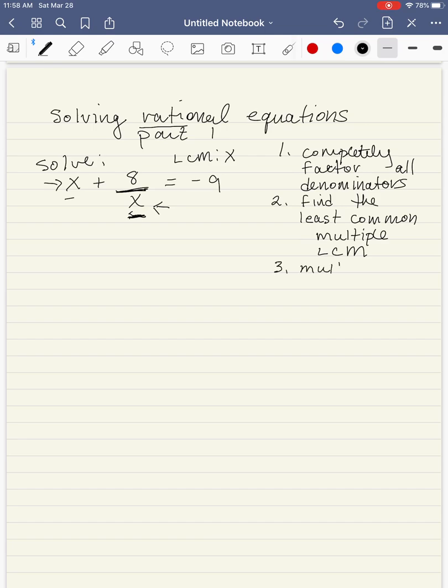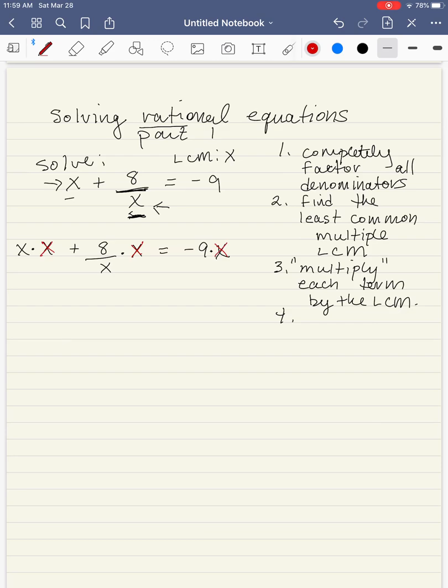My next step is to multiply, and I'm going to put quotes around multiply, and I'll explain why in just a minute. Multiply each term by the LCM. So when I say multiply, that means I'm going to take each term that I had in the original equation, and I'm going to multiply each one of those by my LCM, in this case x. So I can see that I have my original equation, and then each term multiplied by x.